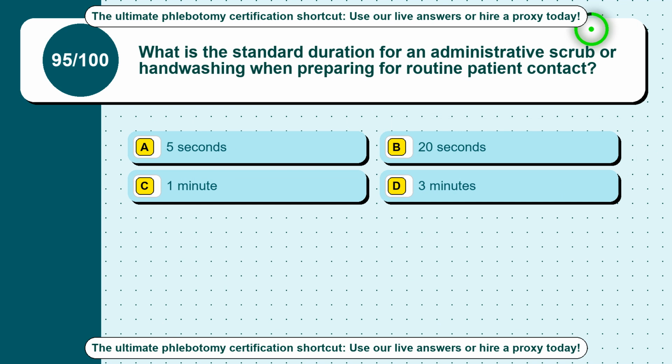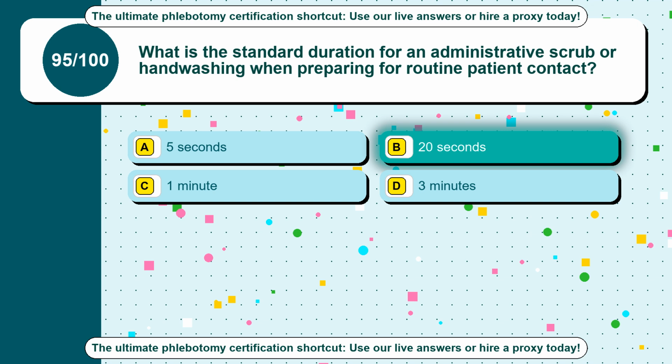Question 95. What is the standard duration for an administrative scrub or hand washing when preparing for routine patient contact? Option A, 5 seconds. Option B, 20 seconds. Option C, 1 minute. Option D, 3 minutes. The correct answer is option B, 20 seconds.